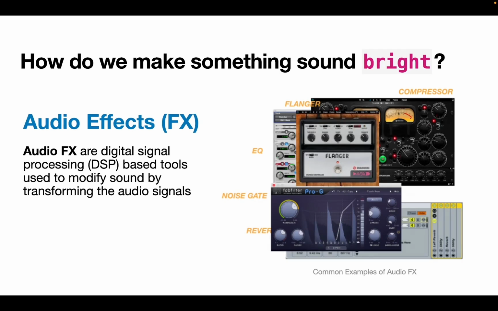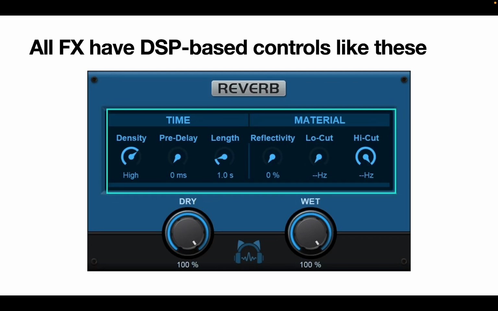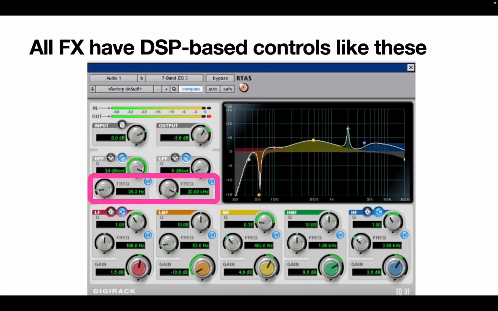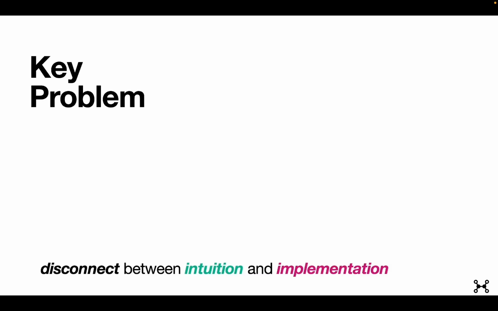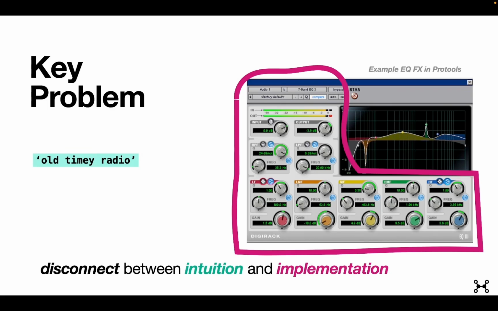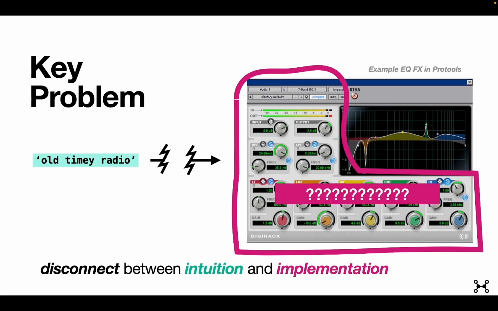But here's the challenge. Many audio effect controls are based on technical digital signal processing parameters, which can be complex and unintuitive for non-experts. Even for professionals, fine-tuning these parameters to achieve a desired sound can be time-consuming. This often leads to a disconnect between intuition and implementation, where we know we can use audio effects to make that transformation, but it's not clear how to set the controls of the audio effects to reach the goal.